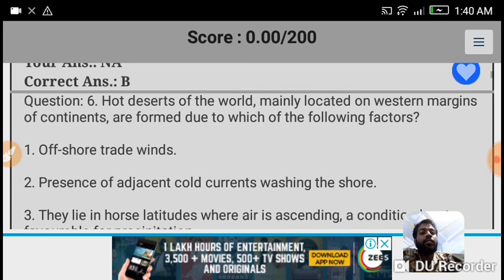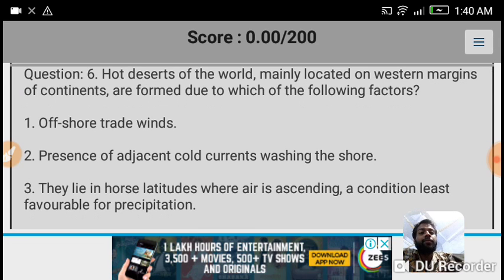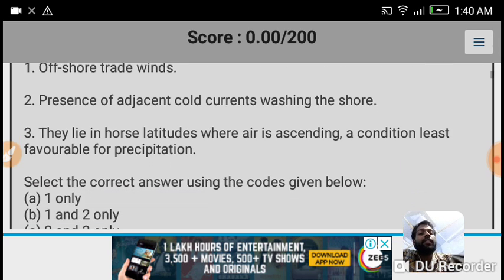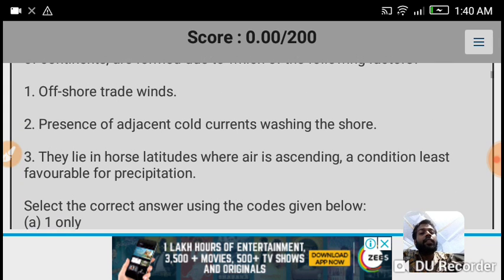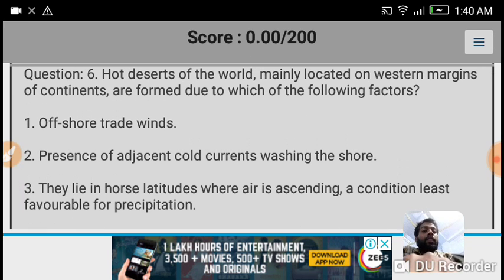Okay, so next question. Hot deserts of the world, mainly located on western margins of continents, are formed due to which of the following factors? Mainly offshore trade winds, so hot deserts are located mainly on the western side because of offshore trade winds and the presence of adjacent cold currents washing the shore.